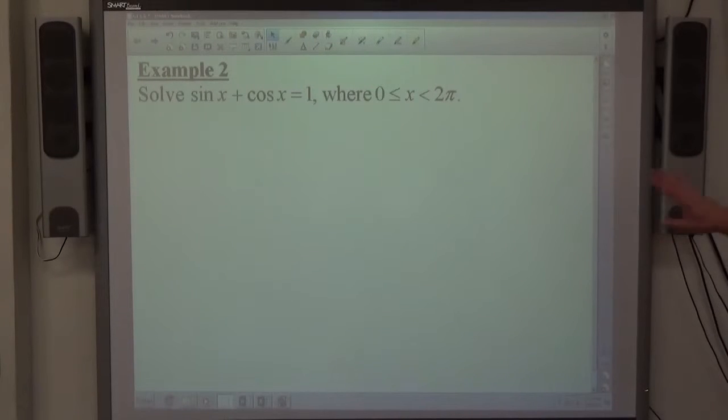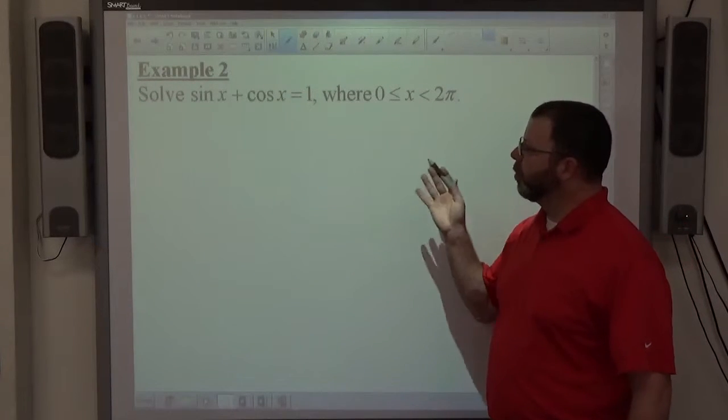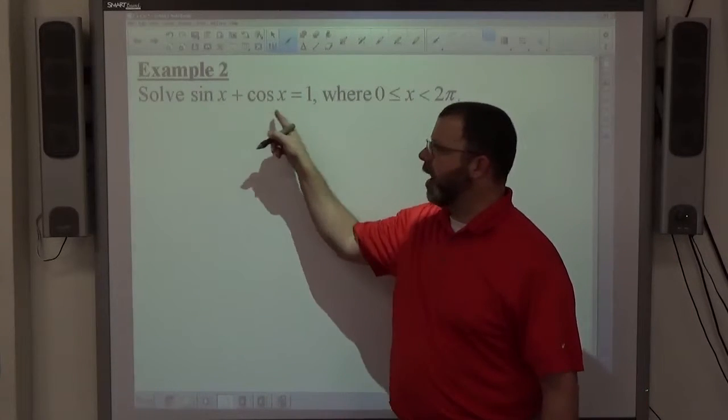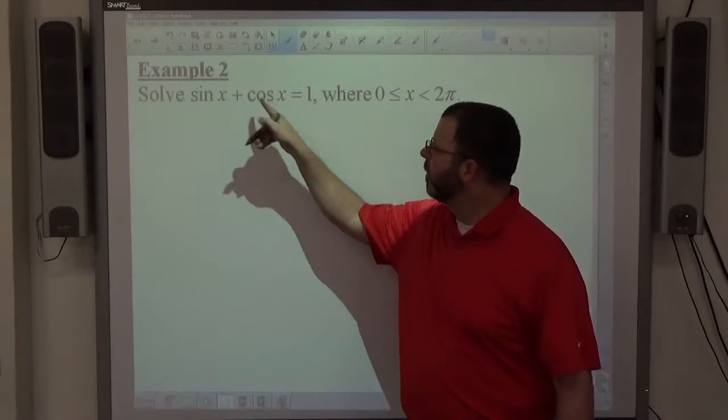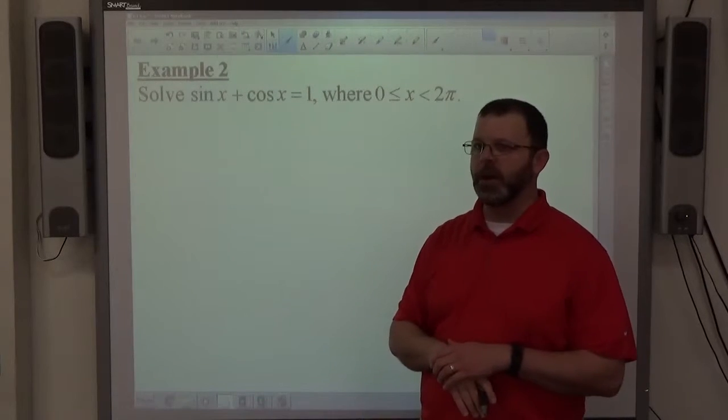Okay, moving on to example 2: solve sine of x plus cosine of x equals 1. Once again, x is between 0 and 2 pi, not including 2 pi. And this one, I can't see an easy way to factor it. There's no squared things in it. The sine of x and cosine of x are in separate terms. There's no common factor going on here.